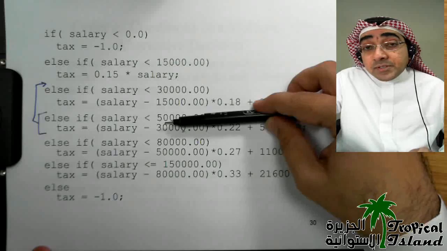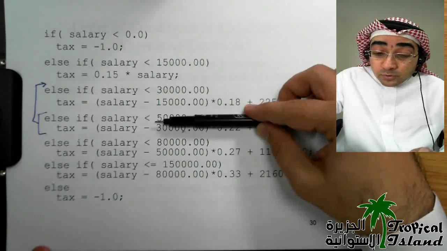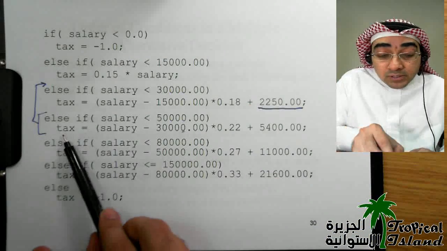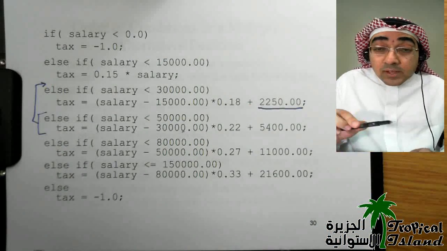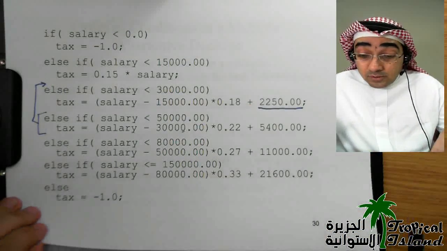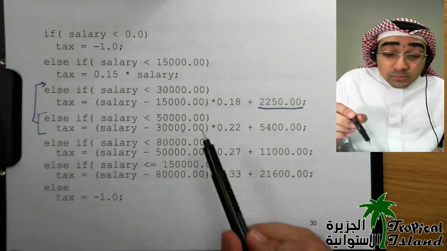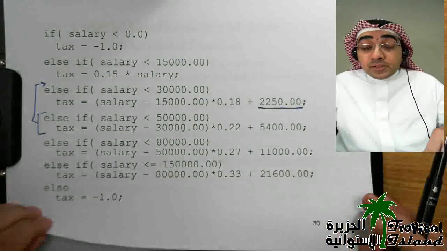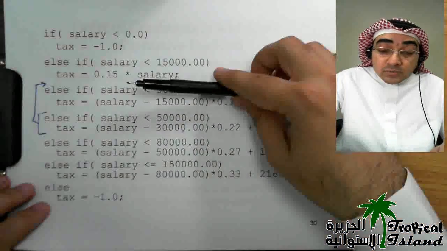So the 50,000 condition is going to be always true for anyone who is coming with a salary less than 50,000. So you're going to only conduct this statement and get out, and that is going to generate an error for you, okay? So the bottom line is the order of the conditions inside the if else if is very important, because it comes with a history.